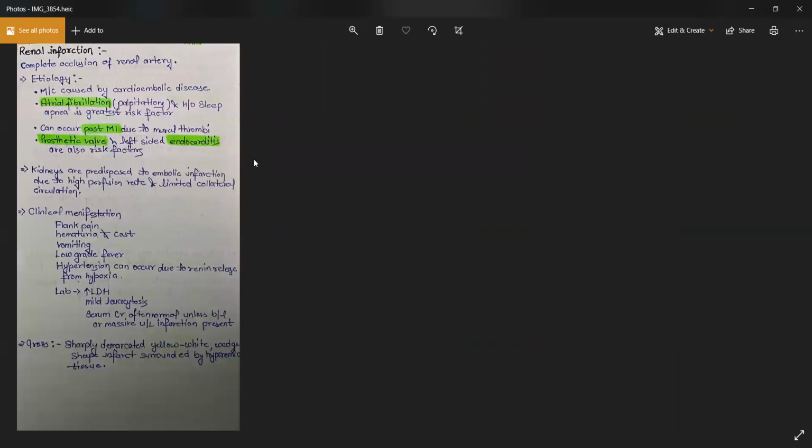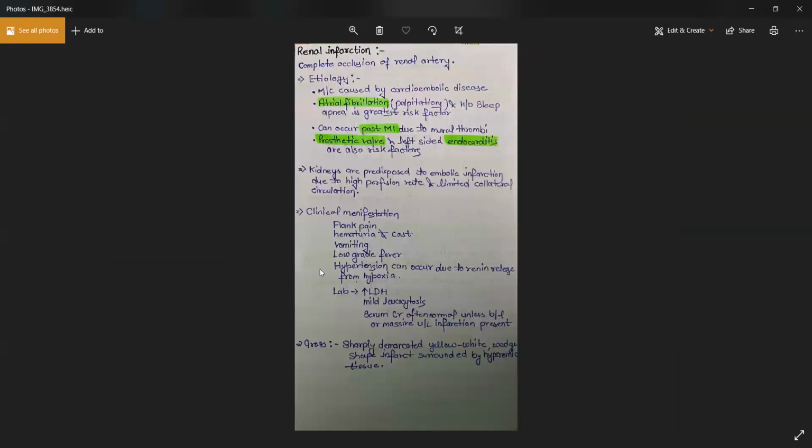So that's about renal infarction. We have discussed all the symptoms already. Causes include atrial fibrillation. It can happen post MI. It can happen in endocarditis. It can happen after prosthetic valves, because these valves can form emboli, right? So all of these are risk factors.